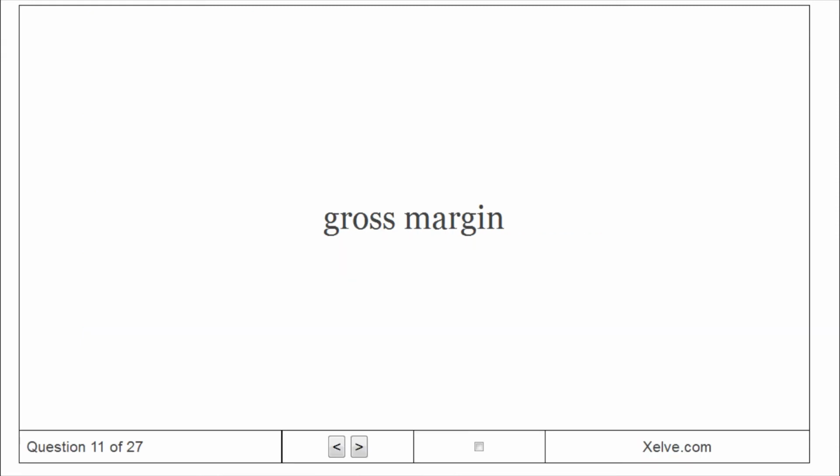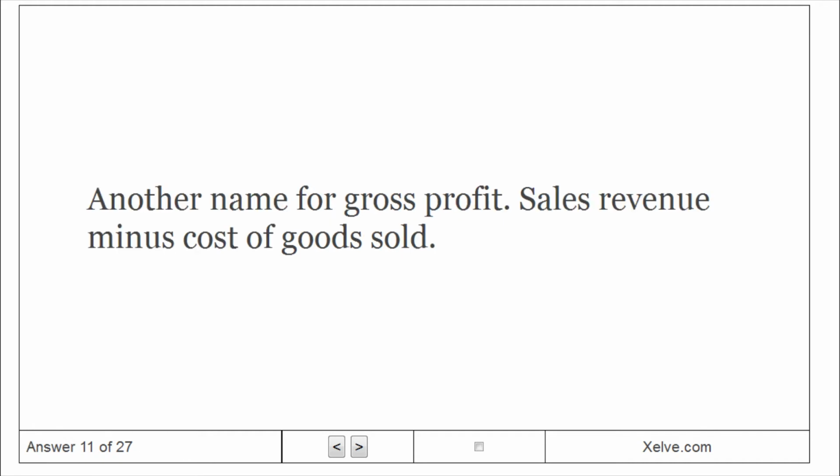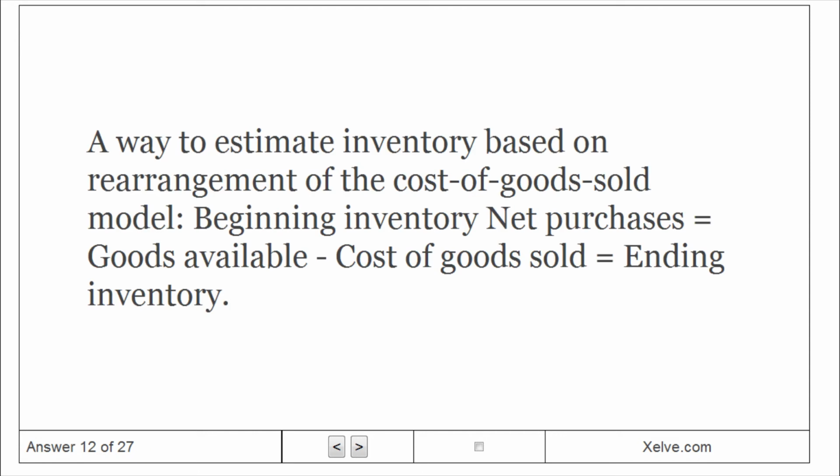Gross margin. Another name for gross profit: sales revenue minus cost of goods sold. Gross margin method. A way to estimate inventory based on a rearrangement of the cost of goods sold model: beginning inventory plus net purchases equals goods available; goods available minus cost of goods sold equals ending inventory.